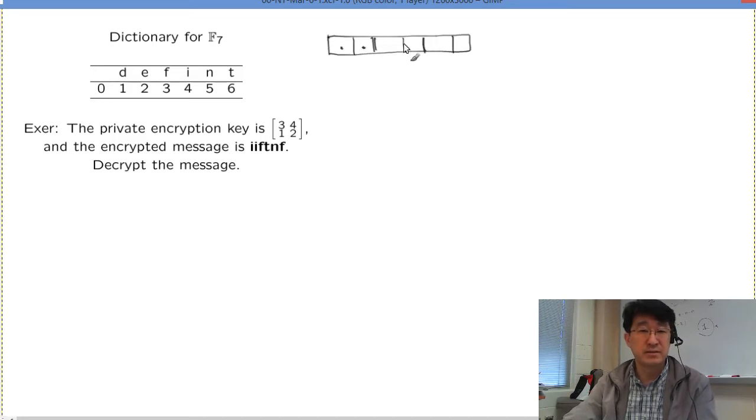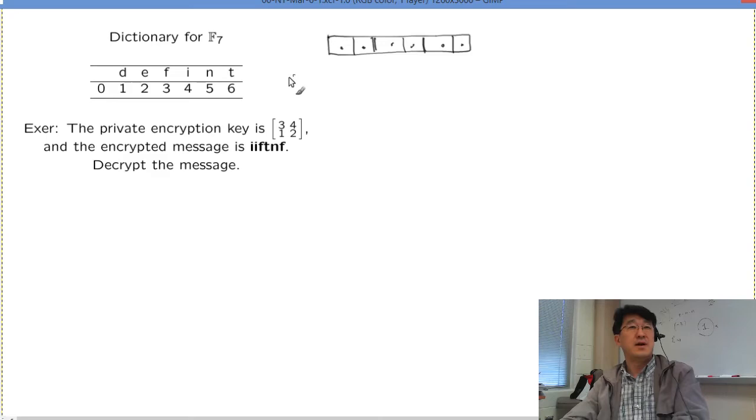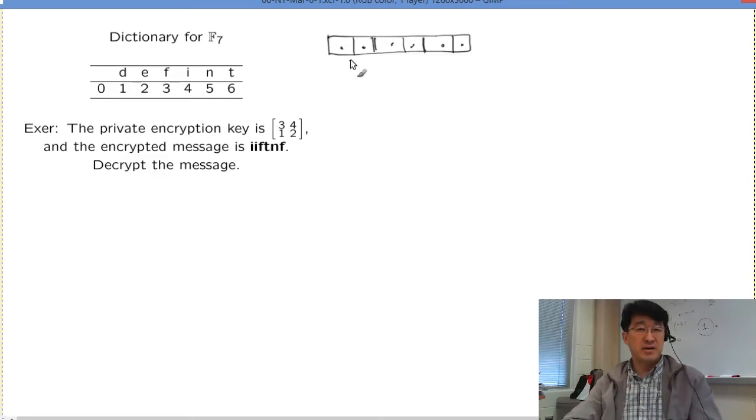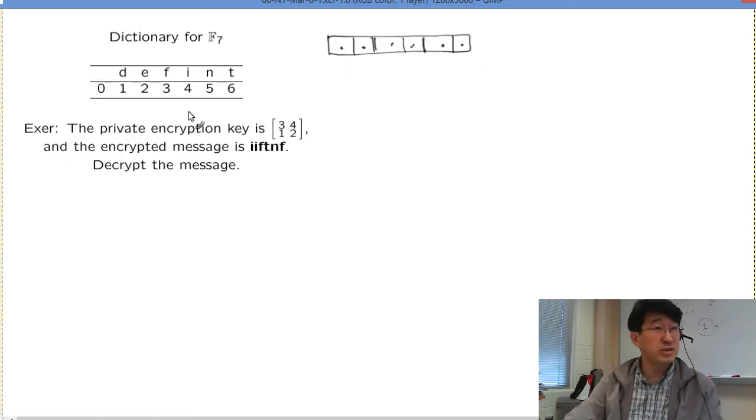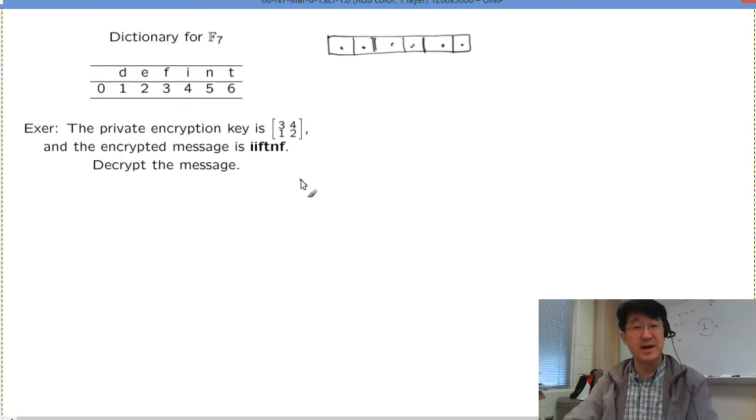Grouped into two like that. I have a message and I convert it to numbers and multiply by the matrix and got another six numbers. Use that dictionary and translate into words. This is it, IIFTNF. You need to decode it. Okay, that's your exercise. First thing you have to do is change this IIFTNF into numbers, right? And here's a chart. Then you will have the six numbers. Chop it into two blocks and figure out what the original message was.